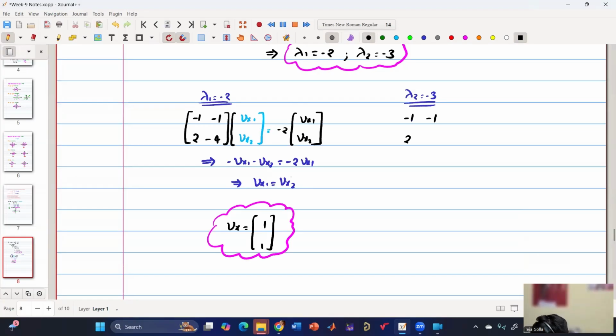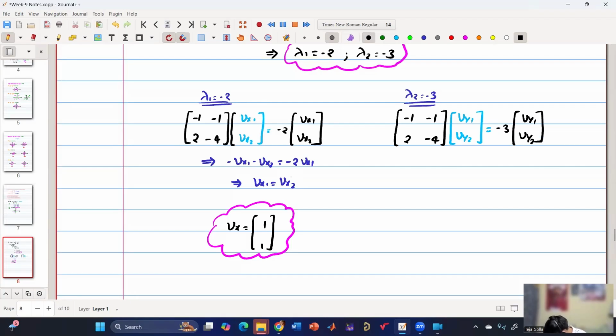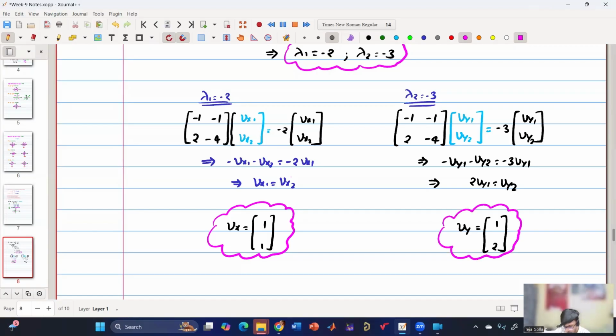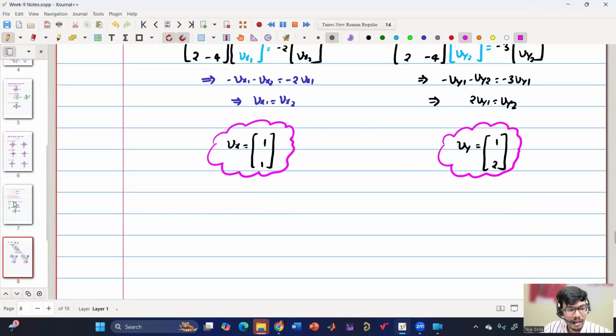Then we have [-1, -1; 2, -4]. And then again we have now Vy. So Vy1, Vy2, lambda is -3, into Vy1, Vy2. So from the first equation, I'll get -Vy1 - Vy2 = -3 Vy1. So from this, I'll get 2 Vy1 = Vy2. So Vy2 is 2 times Vy1. So if I take Vy1 as 1, I'll get 2 over here. So this is my other eigenvector. So yeah, calculated it correctly, eigenvalues as well as eigenvectors.